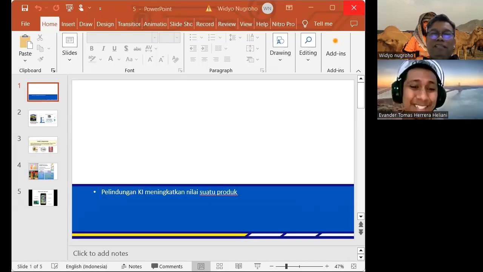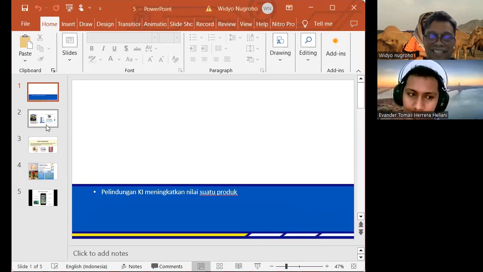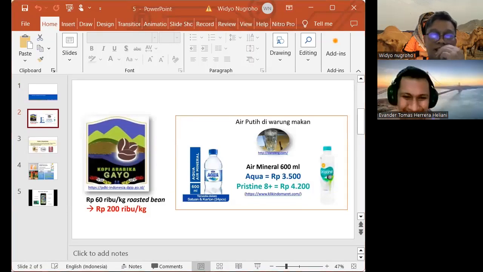All right, Dom. Thinking about intellectual property also involves protection, and how intellectual property can change a product. For example, let's look at the next slide. For example, when we eat at a food stall, we usually get free water. Let's take a look at the picture next to it.